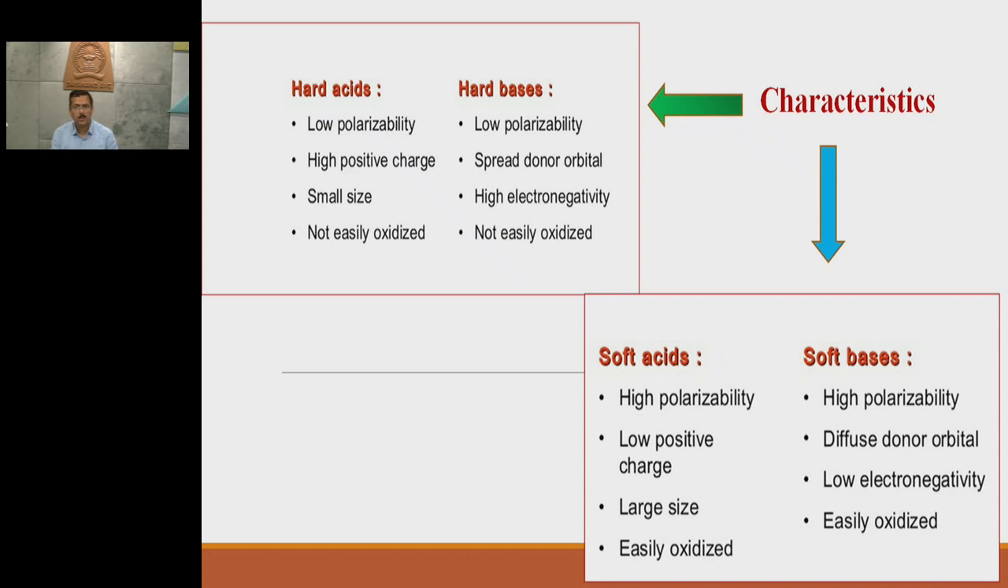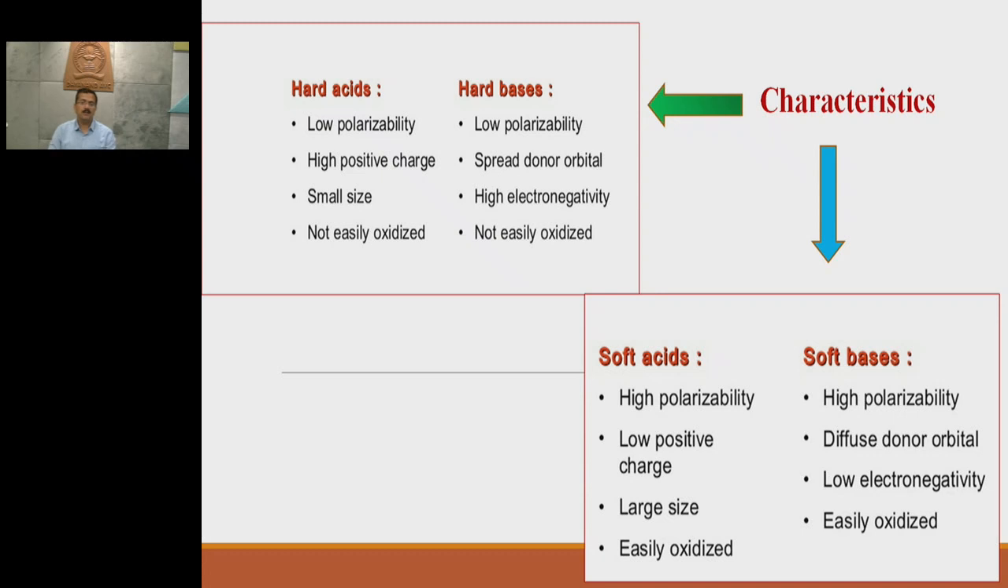We go to this slide for the basic characteristics of hard acids and bases, and soft acids and bases. These characteristics give an idea about how it works and why we are thinking in this angle of the HSAB concept. Hard acids have low polarizability, higher positive charge, smaller size, and are not easily oxidized, while hard bases are complementary to that: low polarizability, spread donor orbital, more electronegativity, and not easily oxidized.